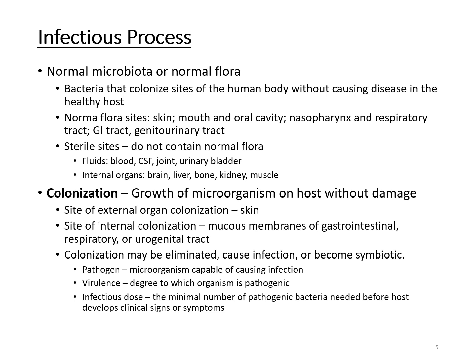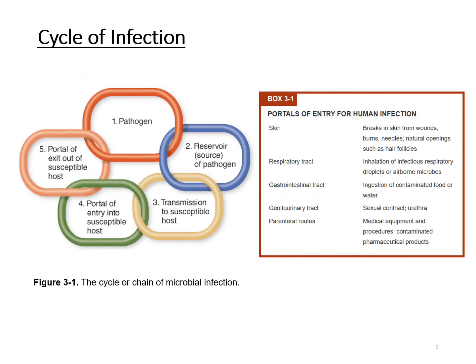Now, just because there is colonization doesn't mean that it's going to be an infection, because we do have colonization of normal flora. So here we have a diagram that demonstrates the cycle of an infection, and how an organism is able to be pathogenic. First, you're going to have the particular pathogen. So this would be the particular microorganism.